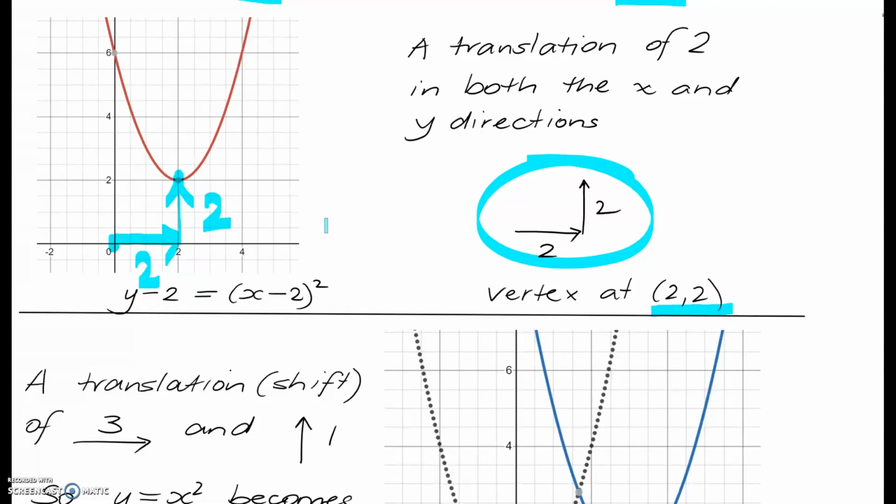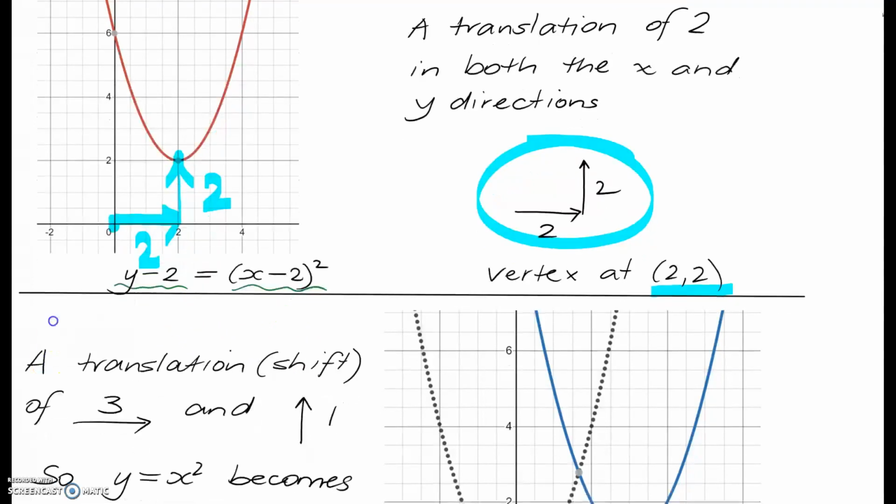Okay, so that's that one. So that's the shift. You can see the shift there is on the y and the x now. So the basic y equals x squared has now got a shift on the y and on the x. Alright, let's have a look at another one.